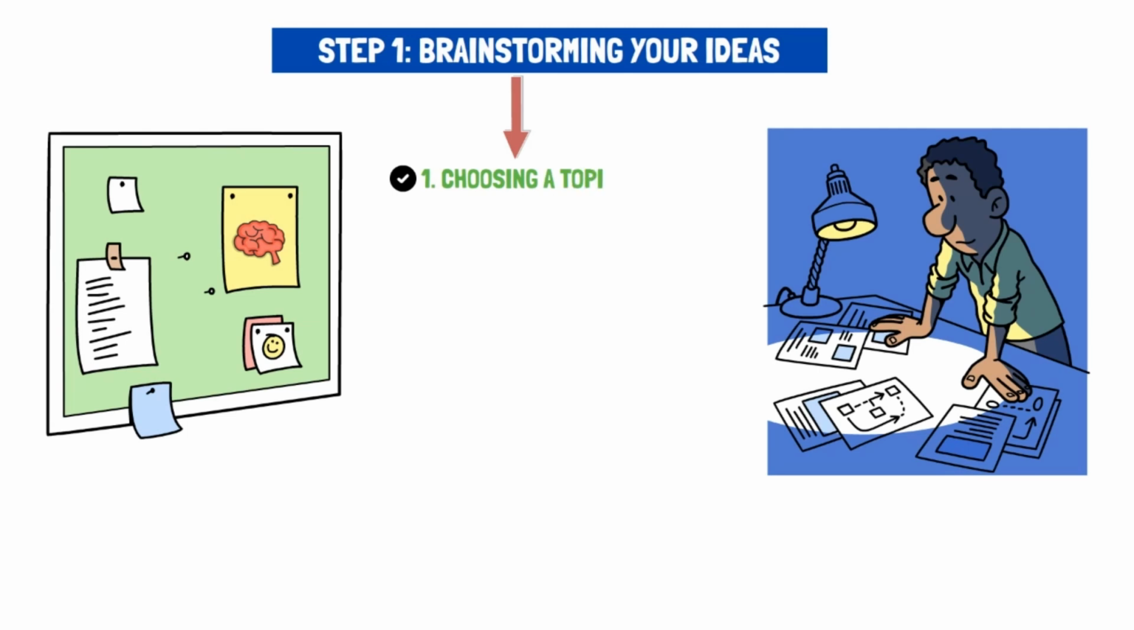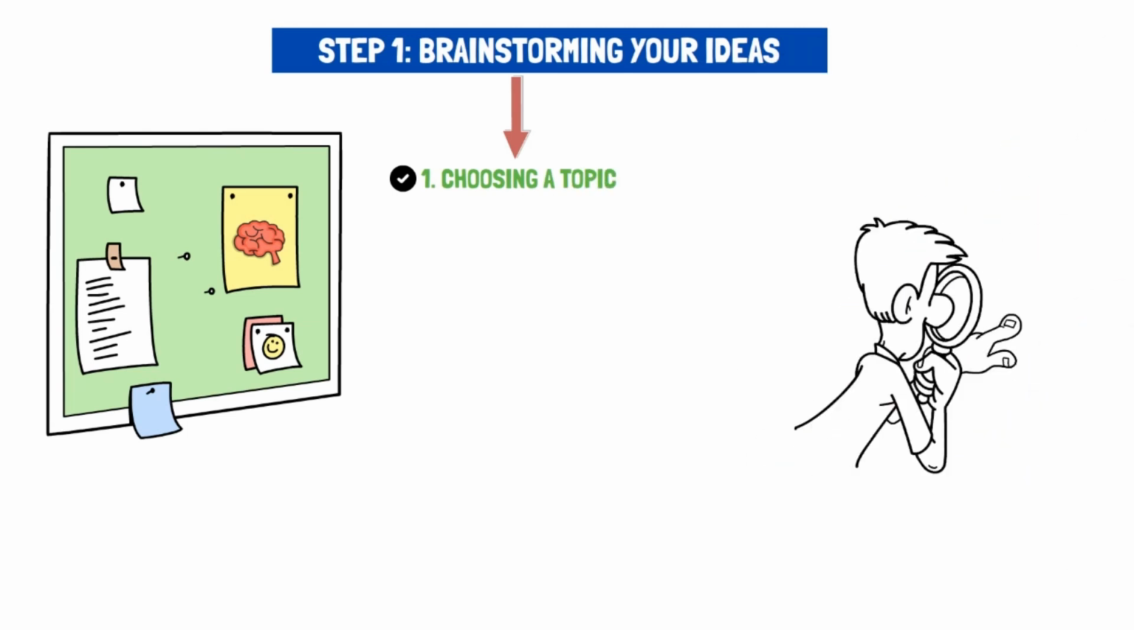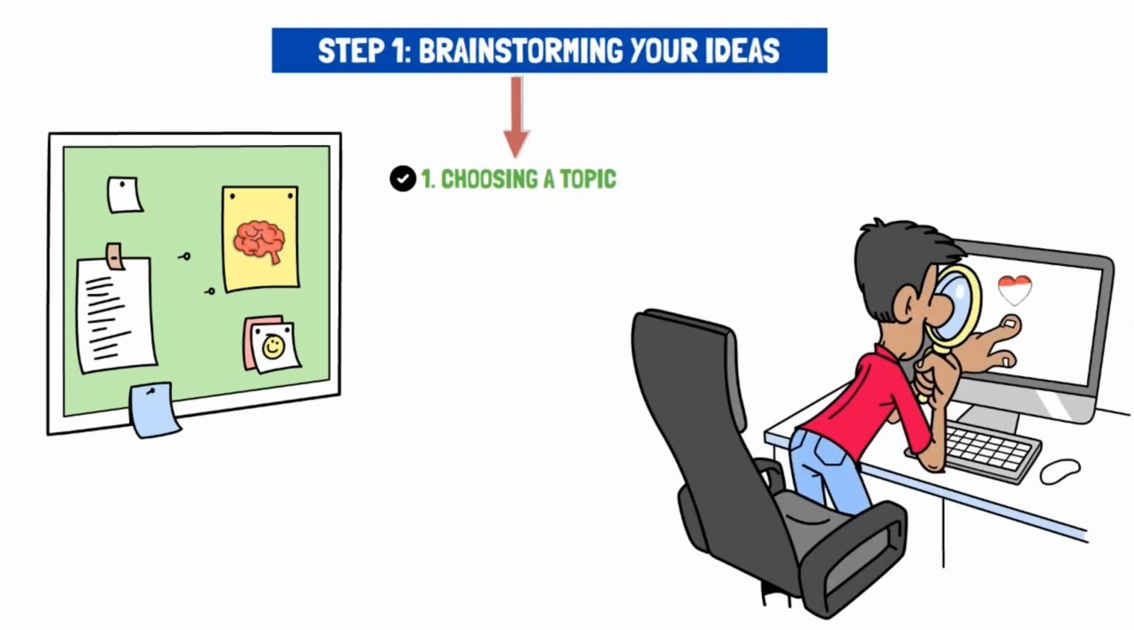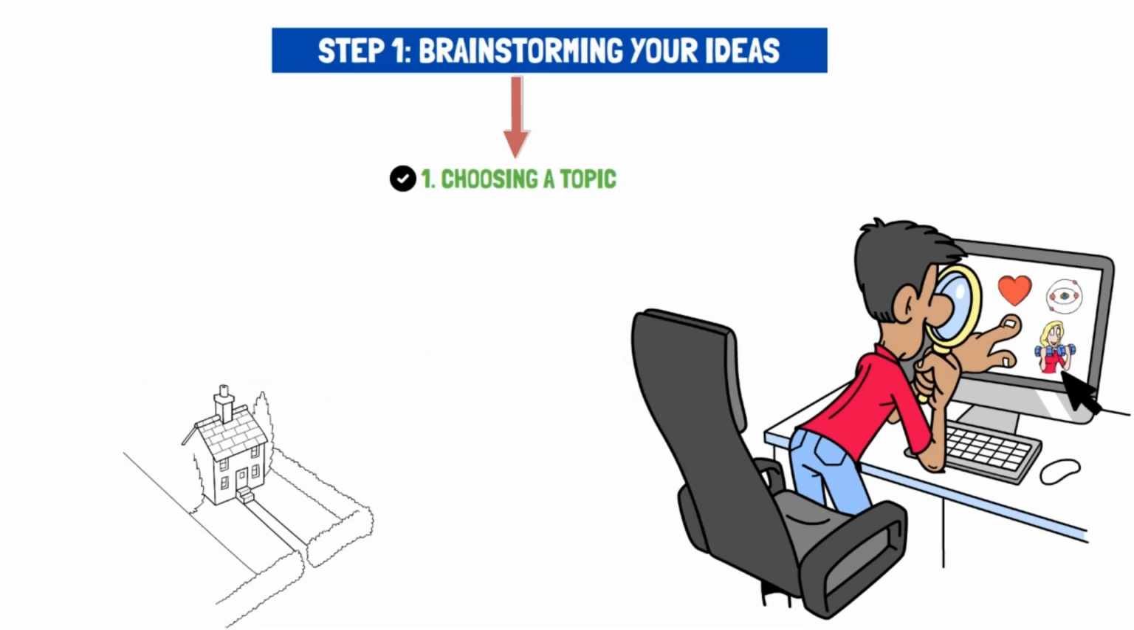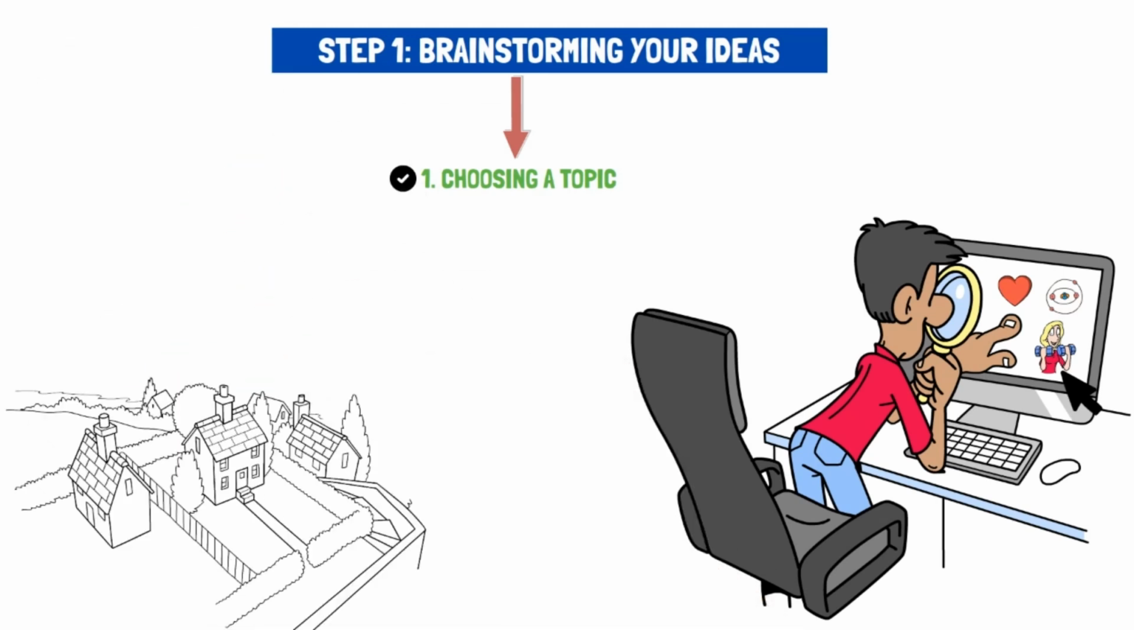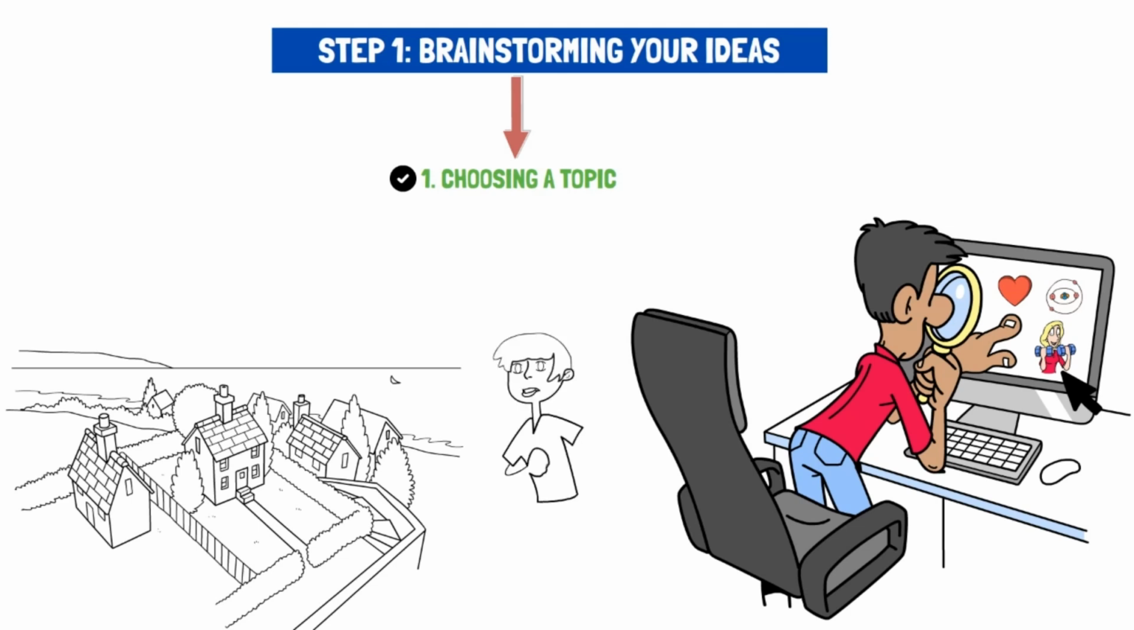Choosing a topic. Start by picking a topic that resonates with you or is relevant to your course or audience. It's like choosing the neighborhood before you build your house. You want it to be exciting and accessible. For our example, let's stick with exercise. It's broad enough to explore various causes and effects and relevant to just about everyone.